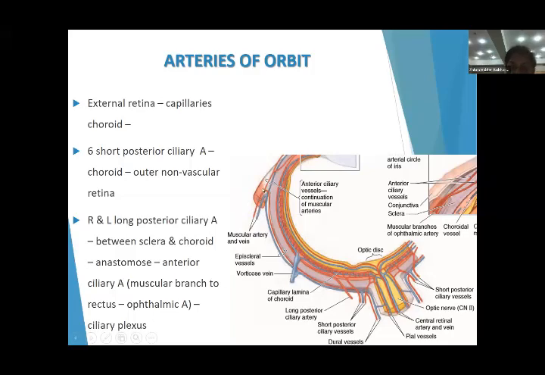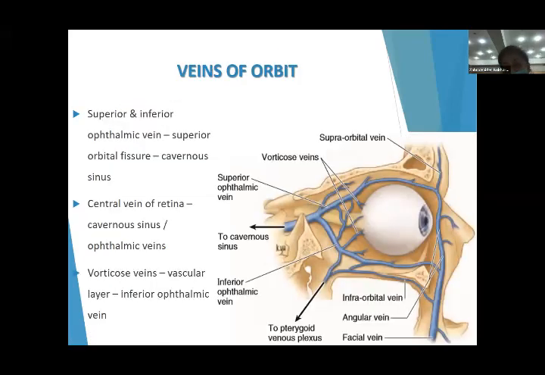ये मसल्स से anterior ciliary arise करती है, and this anterior ciliary anteriorly goes and anastomoses with this long posterior ciliary. Is this thing clear? Any question? I guess not. Okay जी, veins पे आ जाते हैं.